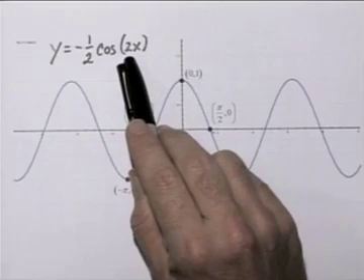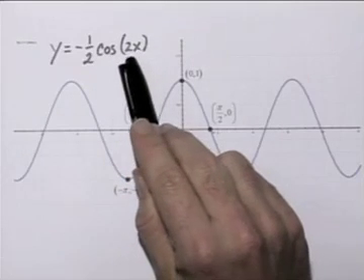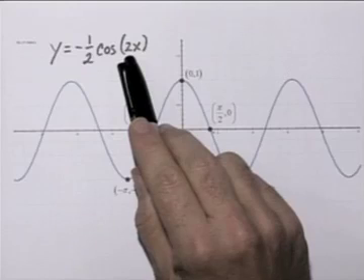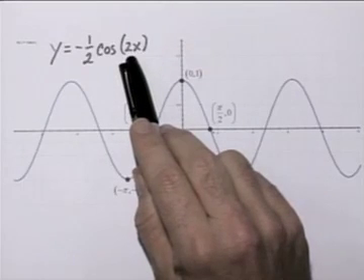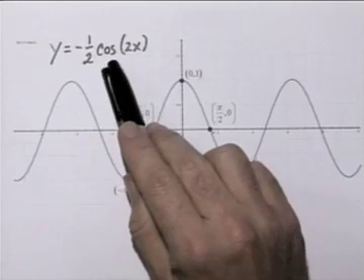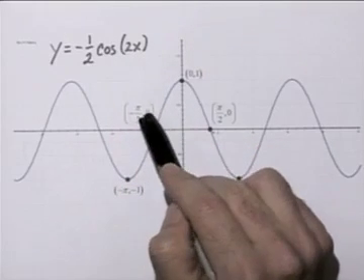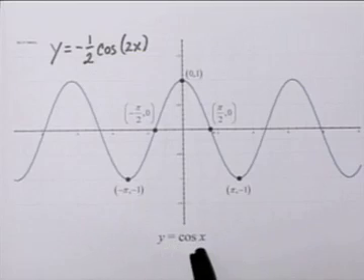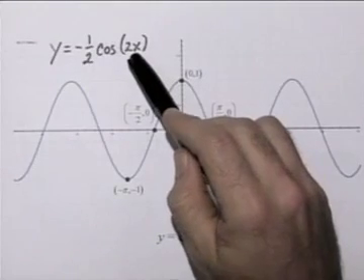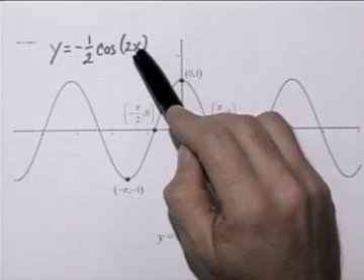One, the 2 inside the parentheses, or as part of the argument, is going to cause a horizontal compression by a factor of 2. In other words, to obtain the graph of y equals cosine of 2x, we would multiply each x coordinate on the graph of y equals cosine of x by 1/2.